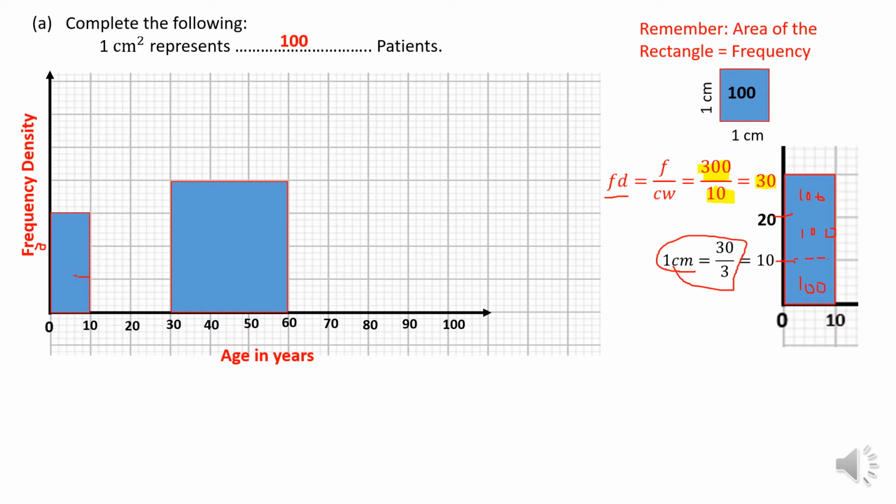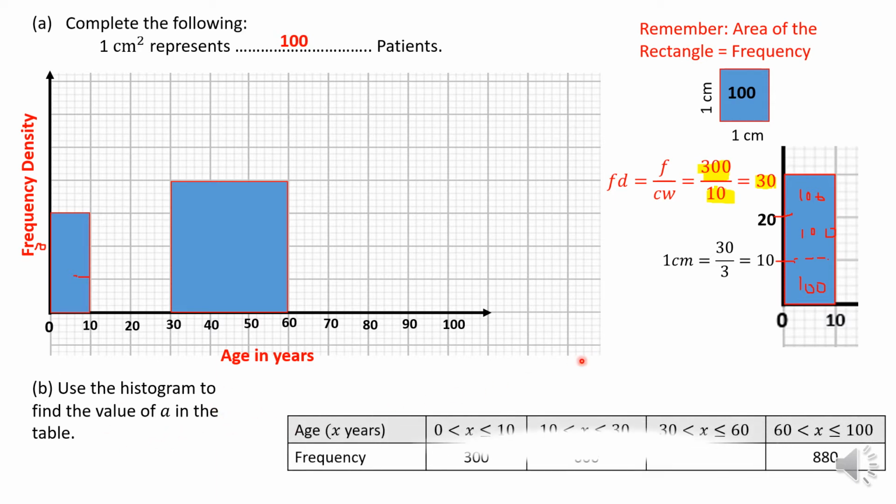Okay. Right, so there is also a second part to this question, and the question instructs us to use the histogram to find the value of A. So let me bring that table back here. In order for us to find the value of A, remember, to find frequency, you now need to multiply the frequency density times the class width.